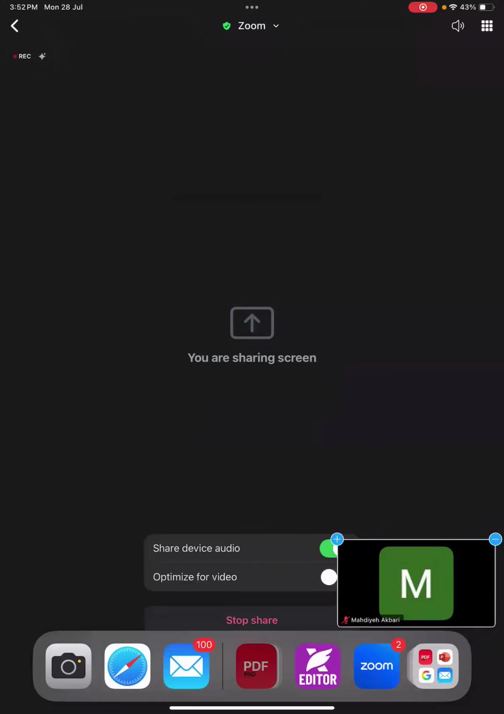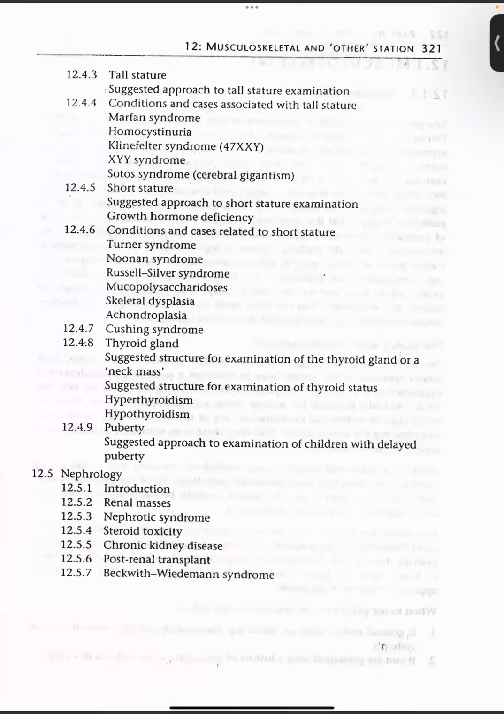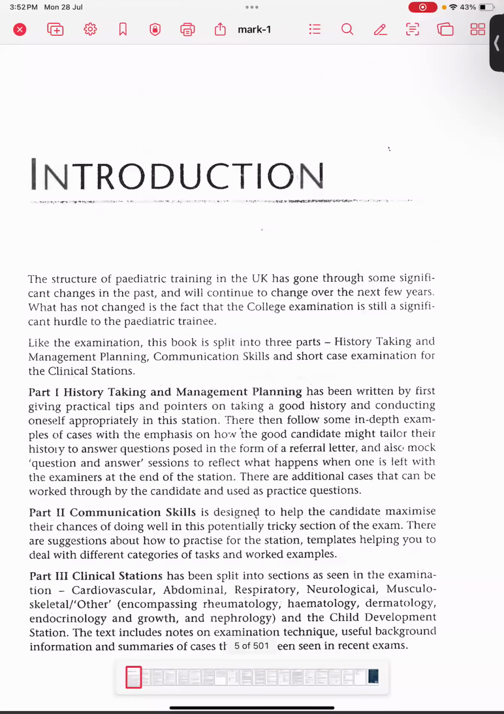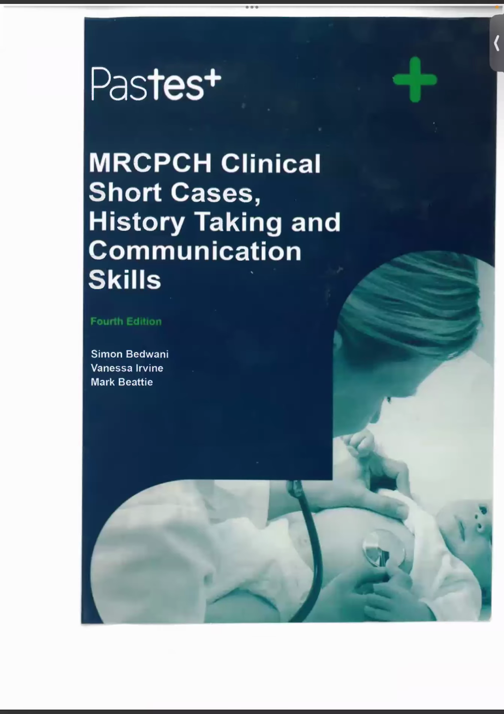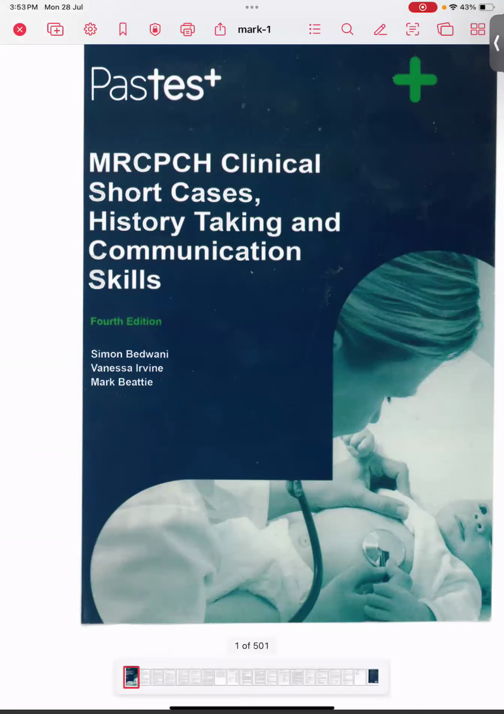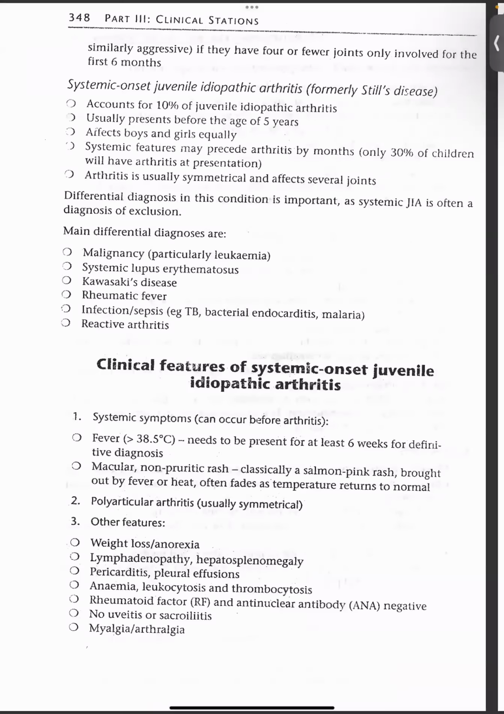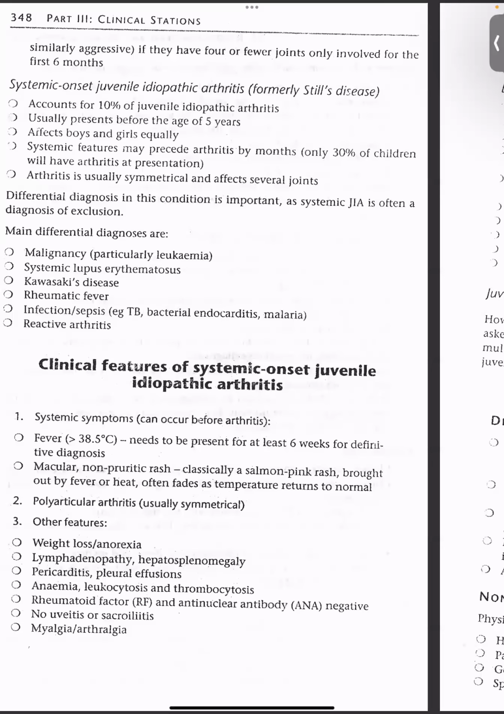Yesterday we forgot. Okay, this is the book that is Smart BT. Here you will get communication scenarios, your clinical station scenarios. Okay, all have this book with them? Yes. All right. So yesterday I presented the topic that was JIA, it's page number 349. This one. Okay. Now see here.